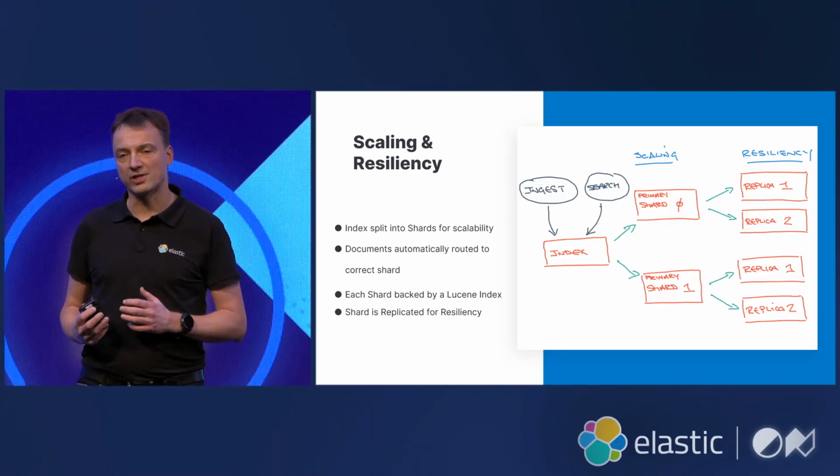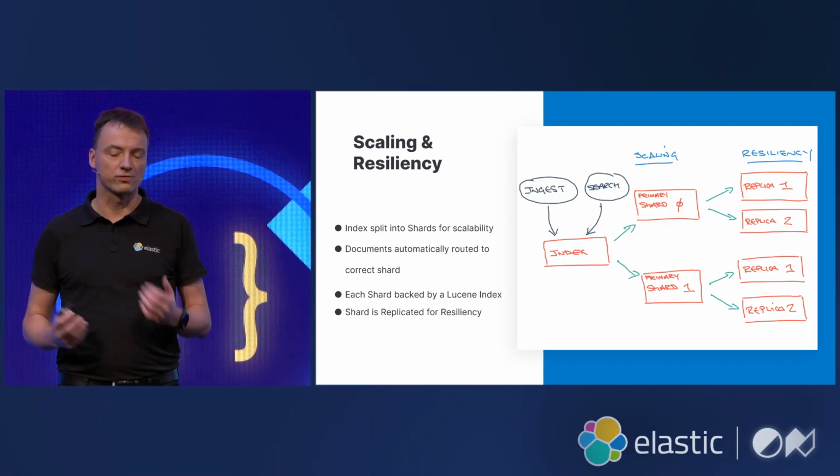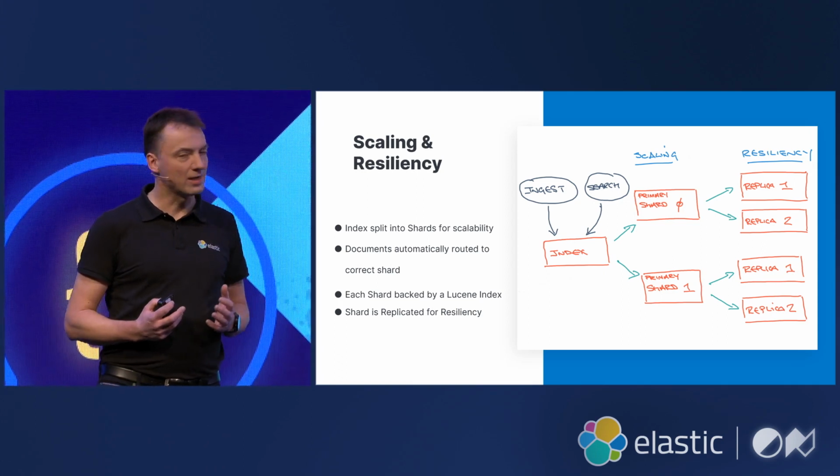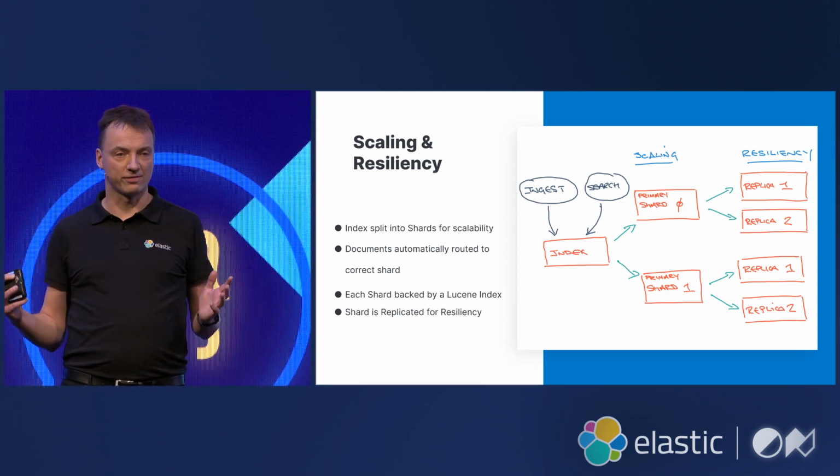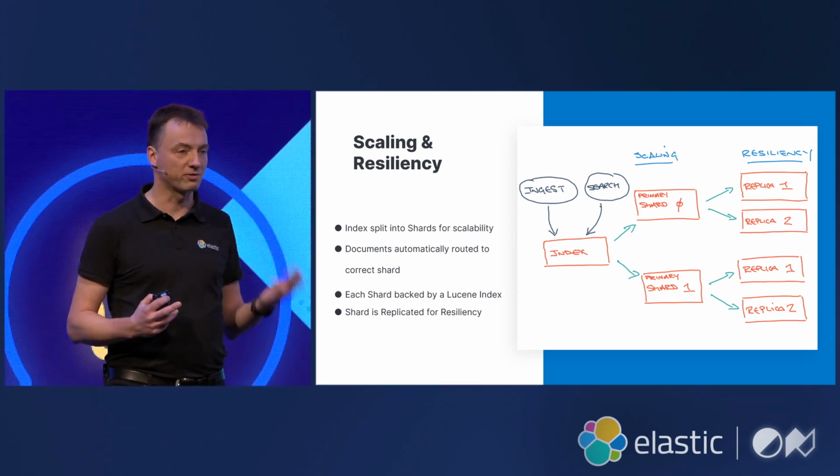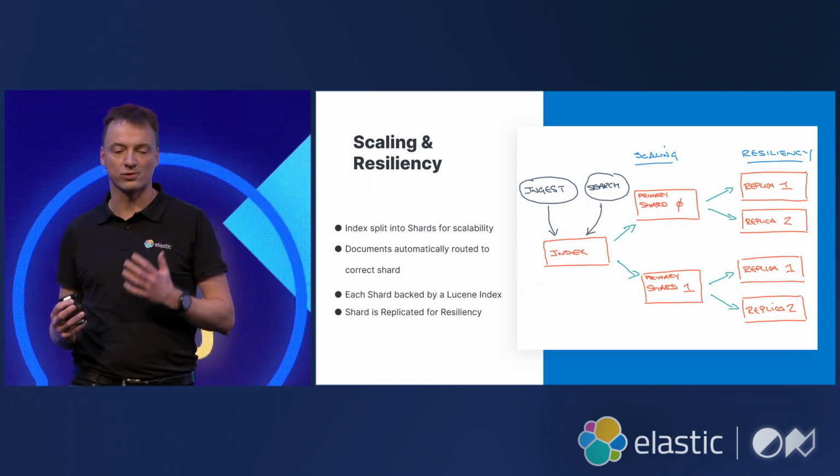Elasticsearch can also scale the capacity of an index by sharding it into multiple shards, as shown here in the middle. This type of scaling scales both indexing and search throughput. Today, Elasticsearch is used for a wide variety of use cases, including observability, security, and enterprise search use cases.